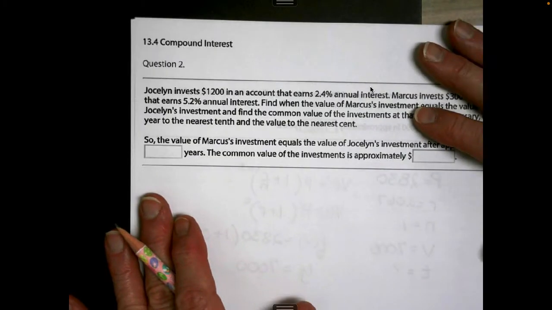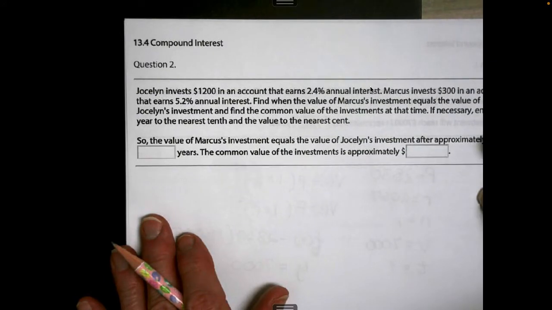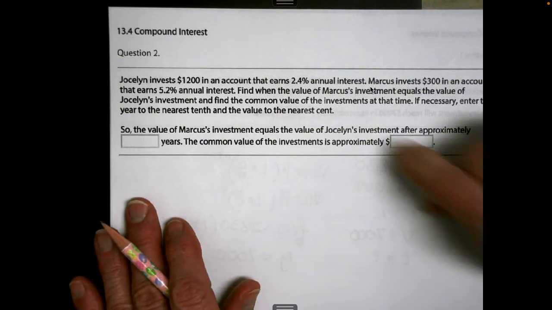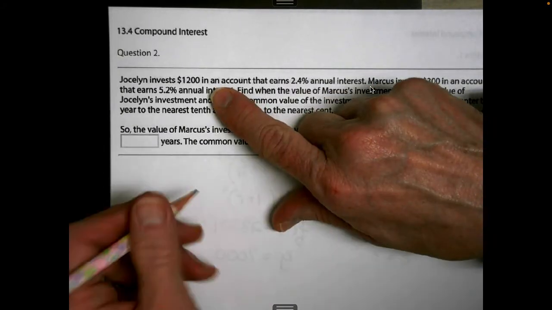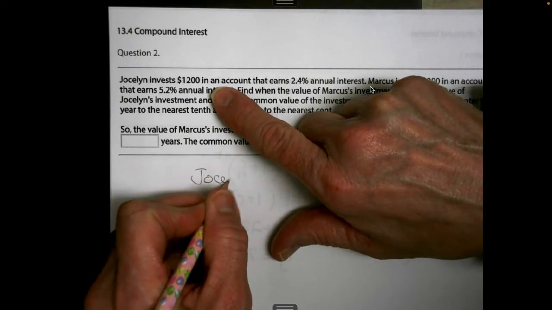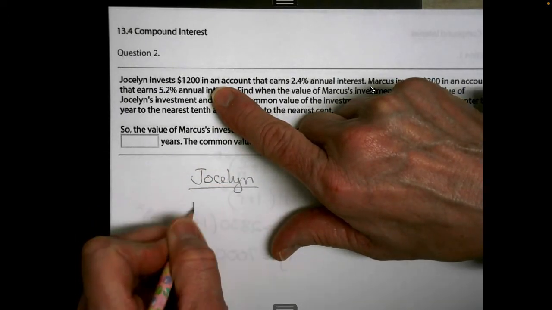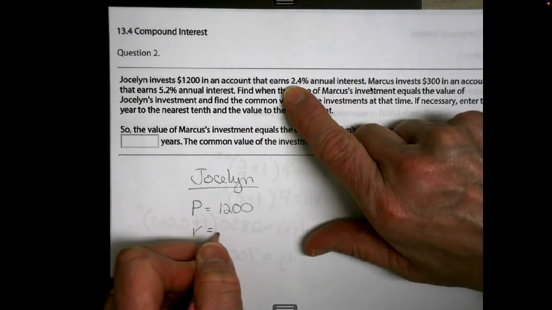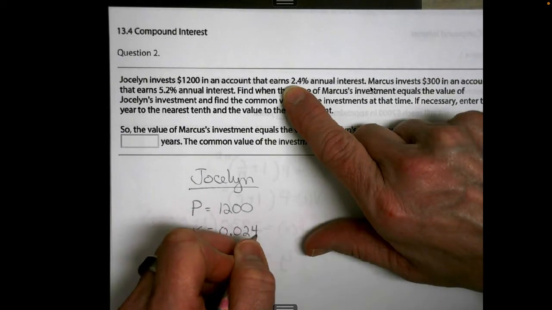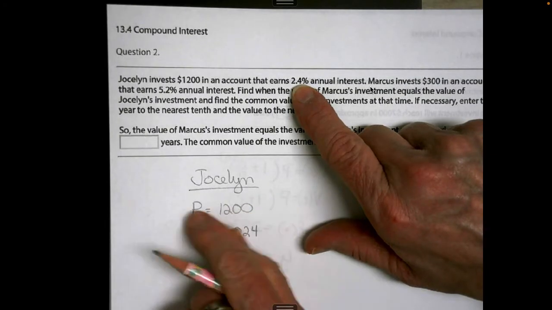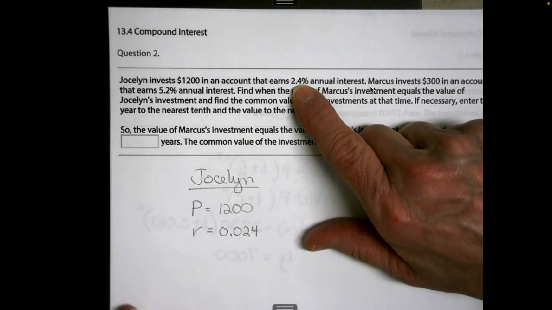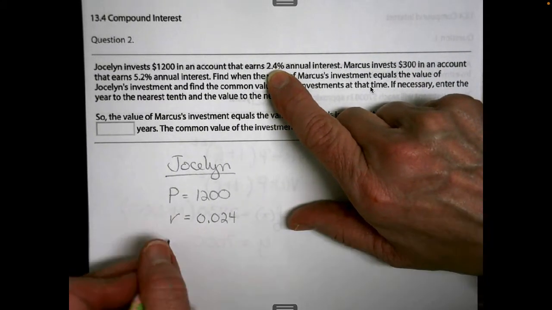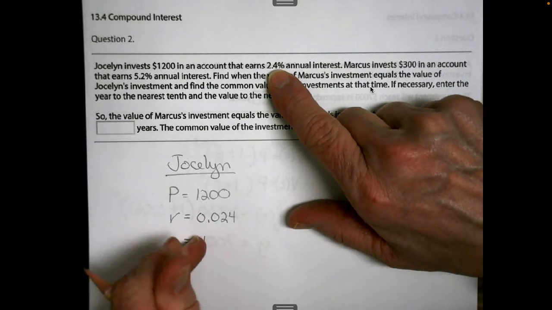Jocelyn, did you know you invested $1,200 in an account and earned 2.4% annual interest? So that's only once a year. So Jocelyn, I'm going to make her story. Her principal was $1,200. Her rate was 0.024. Remember how to change a percent to a decimal: you divide by 100 or you move the decimal point 2 places over. Don't make that mistake. I made that when I was practicing. And annually means n is 1, once a year.